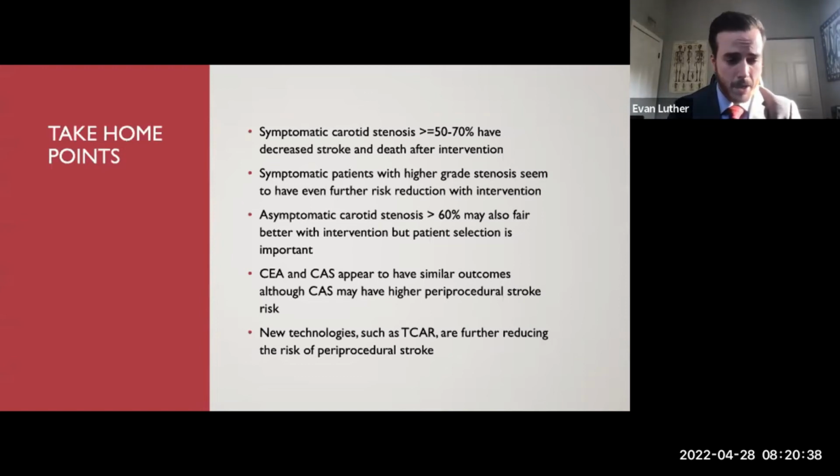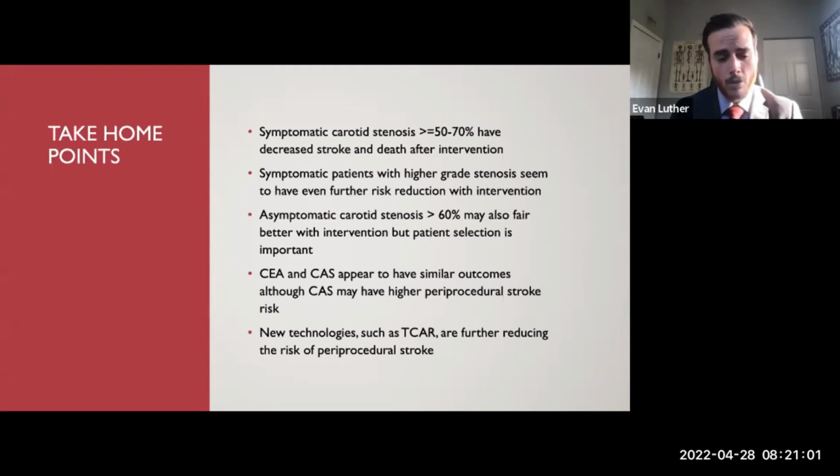Asymptomatic patients really have to have greater than 60% stenosis, and they may fare better with intervention, is what all of our asymptomatic trials seem to suggest. But the most important thing here is that patient selection is important, and reduction of your perioperative risk, because as the perioperative risk increases, the benefit really decreases with these asymptomatic patients.